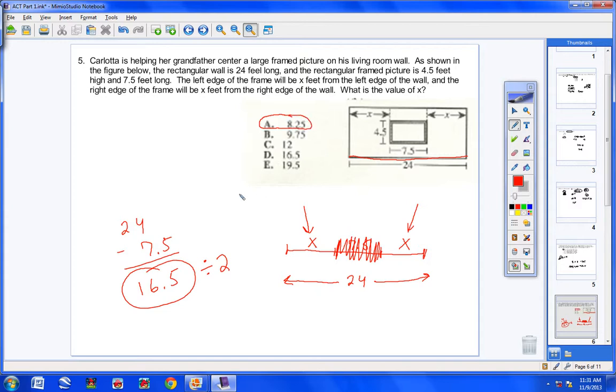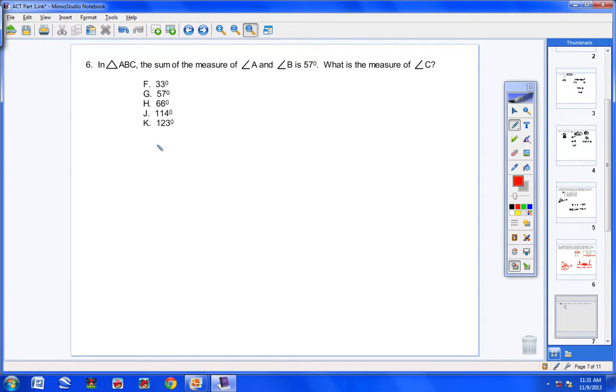And that is hopefully a pretty simple problem. Okay. All right. Moving on to number 6. In triangle ABC, the sum of the measures of angles A and B is 57 degrees. What is the measure of angle C?